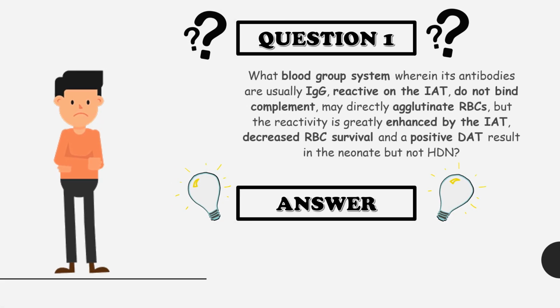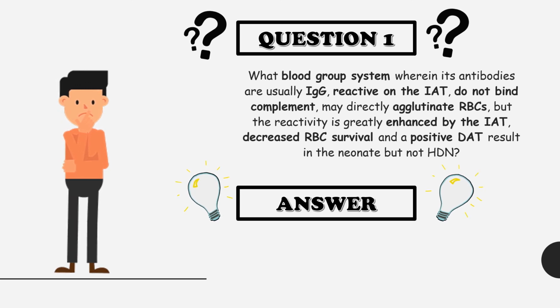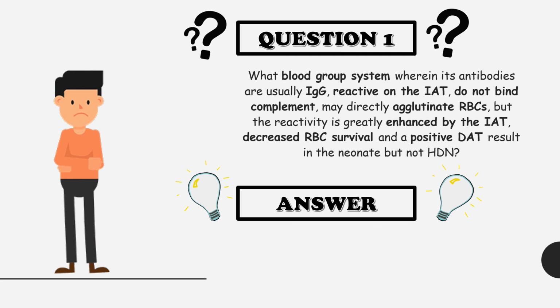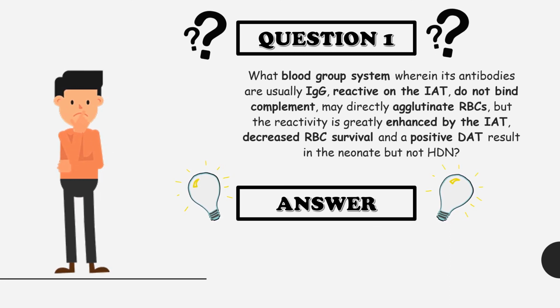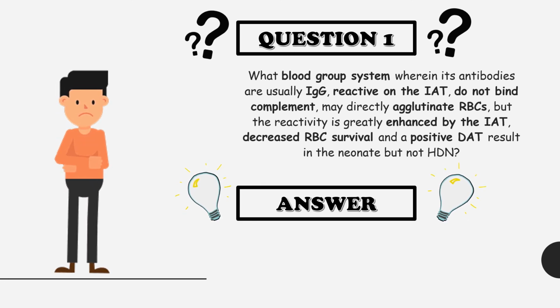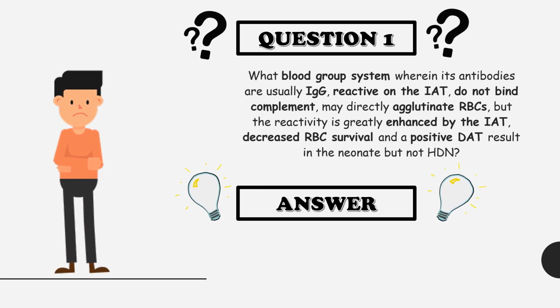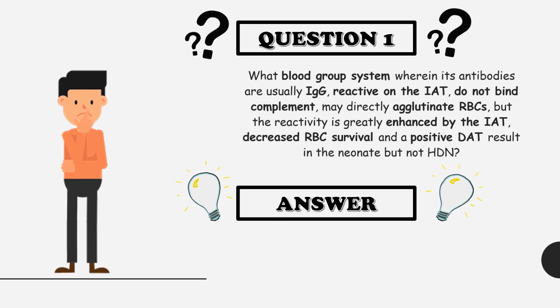What blood group system has antibodies that are usually IgG, reactive on the IAT, do not bind complement, may directly agglutinate RBCs but whose reactivity is greatly enhanced by the IAT, with decreased RBC survival, and a positive DAT result in a neonate but not HDFN? The answer is Indian blood group system.